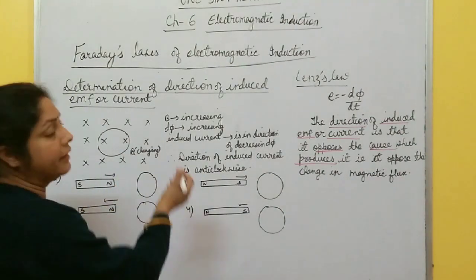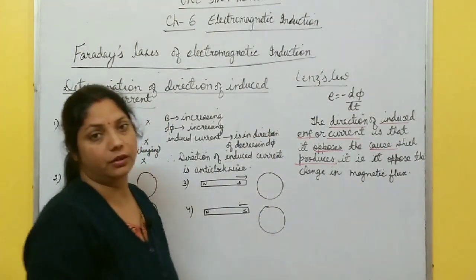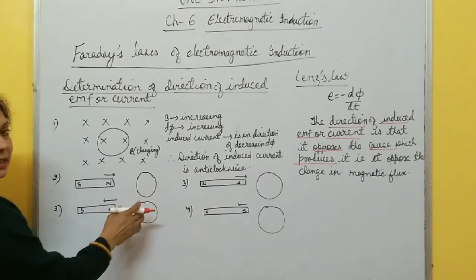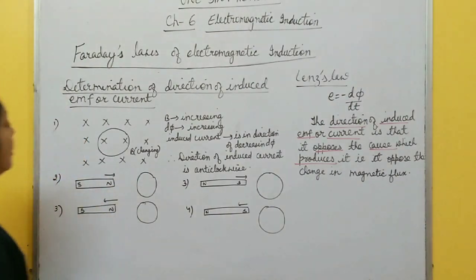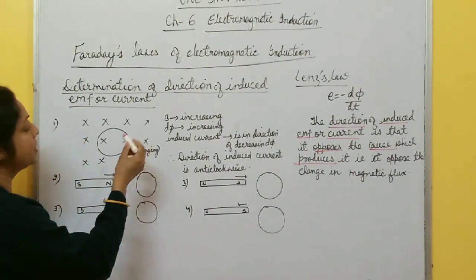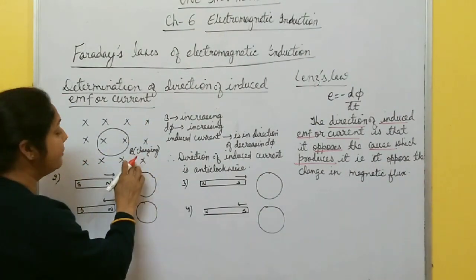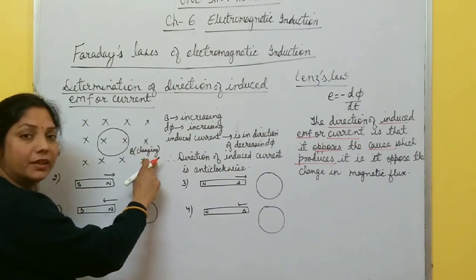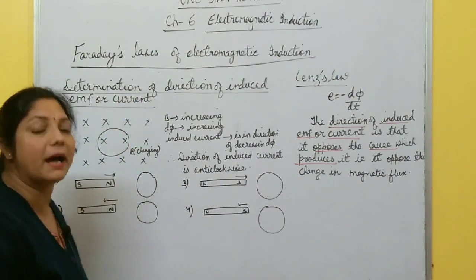Now, how do you determine the direction of induced EMF or current according to Lenz's law? Okay, so here are some examples to determine the direction of induced current or EMF according to Lenz's law. In the first example, let us suppose that the field is inward. An inward field is represented by a cross, and this field is not constant. It is changing with time. And suppose you place one coil inside this magnetic field.